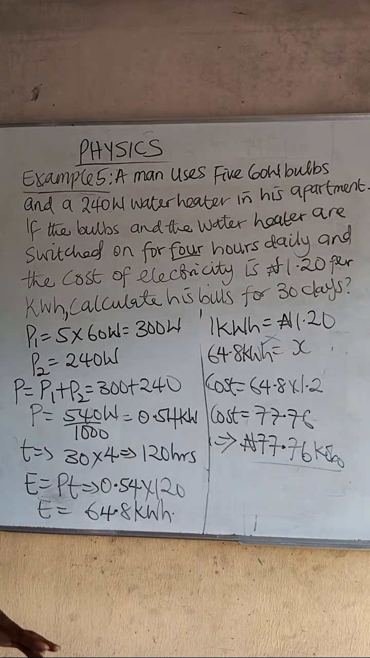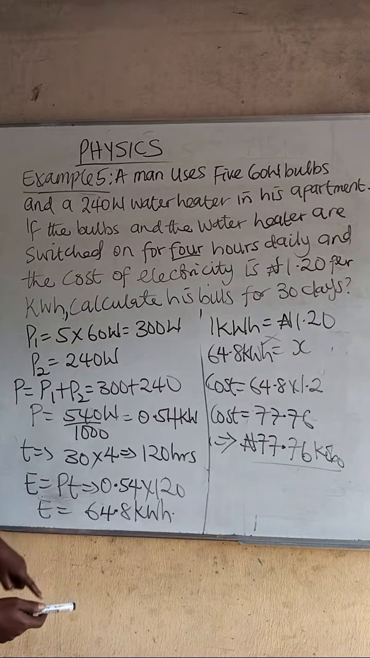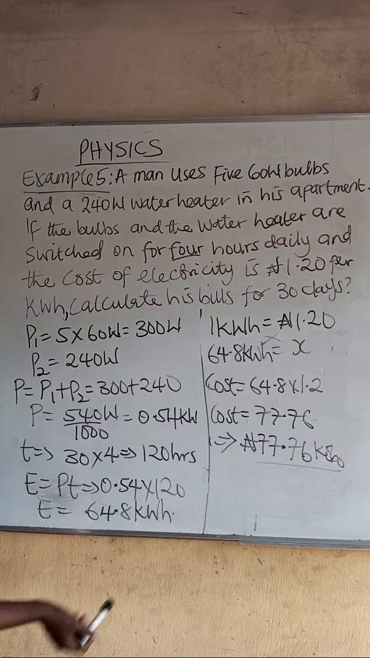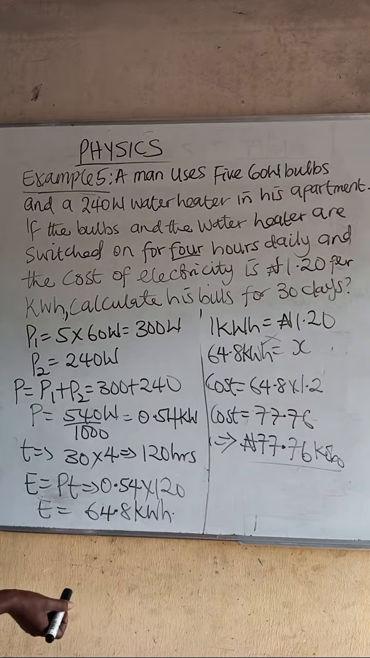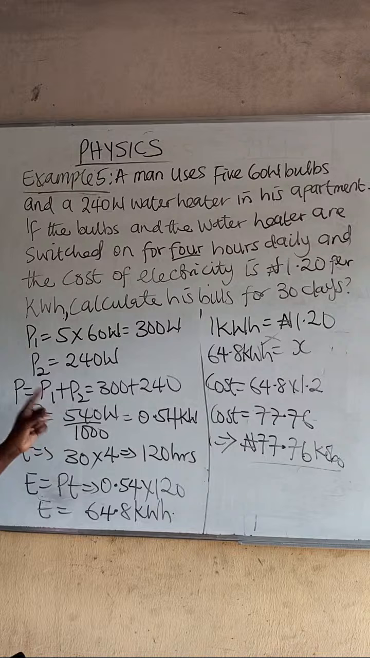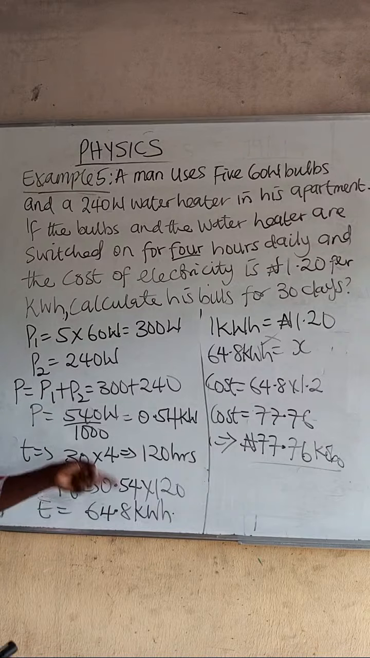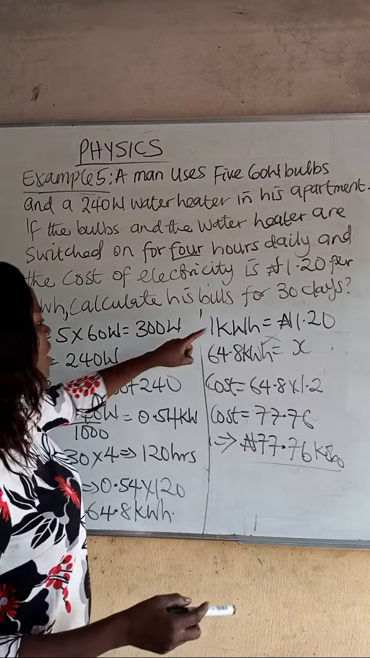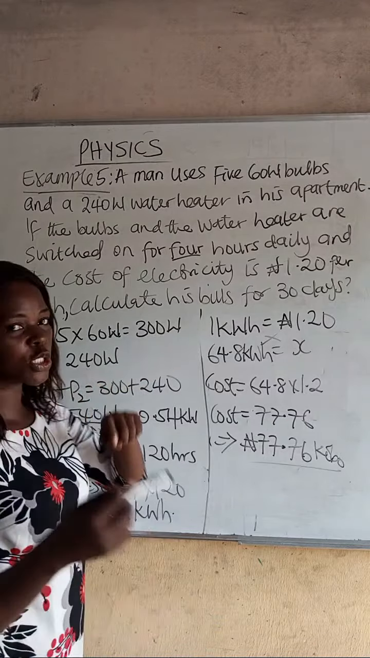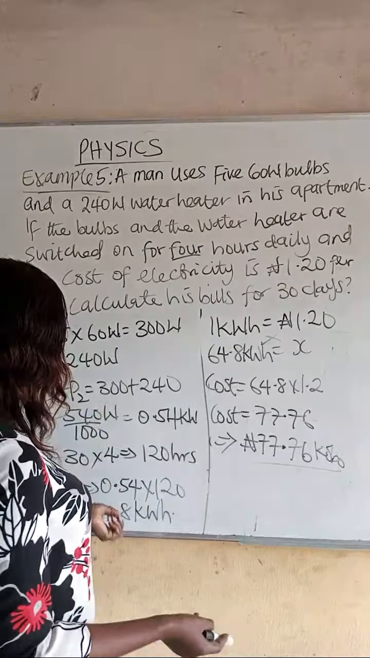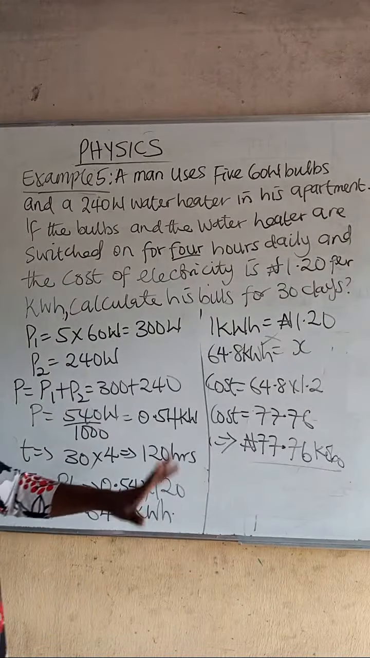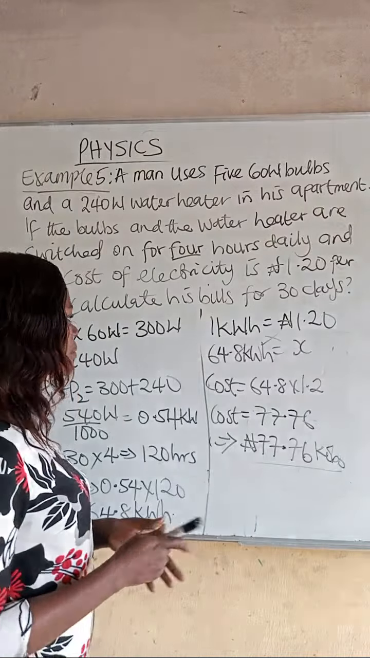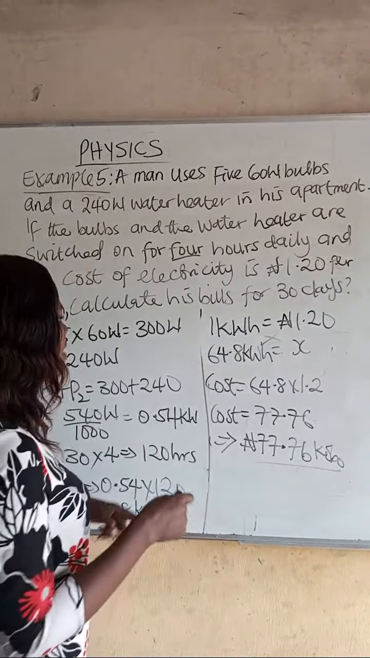For me to get the energy, it is power times time. So I'm going to say 0.54 times 120. So what do I have? I have energy to be 64.8 kilowatt hour. Okay? But from the question, 1 kilowatt hour is equal to 1 naira 20 kobo. Therefore, 64.8 kilowatt hour is going to give us X, and that is what we are looking for. It's a cross multiply.